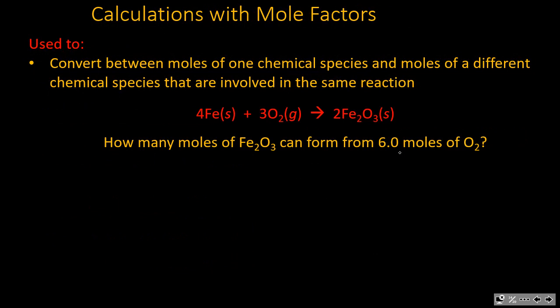All right, so if I ask you this one: how many moles of iron oxide, Fe2O3, iron 3 oxide, can form from 6.0 moles of O2? Everybody try to work that out on your own right quick. What are we gonna need? What am I gonna need here to work this out?